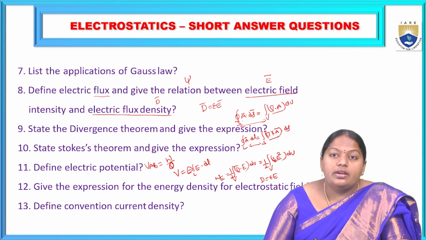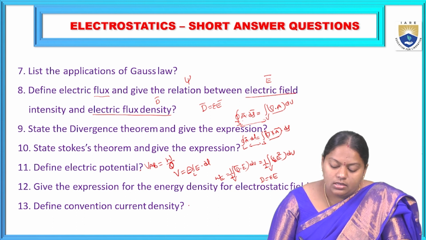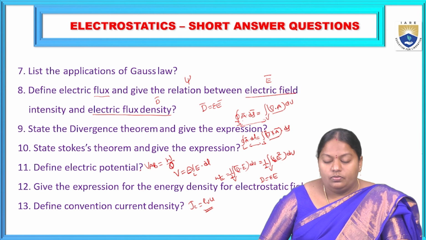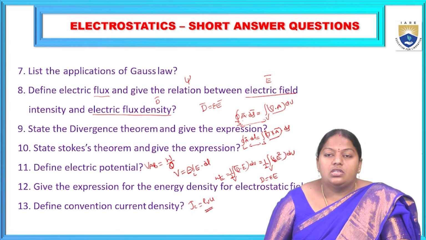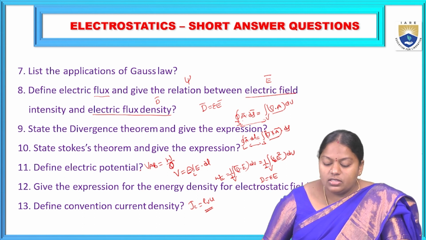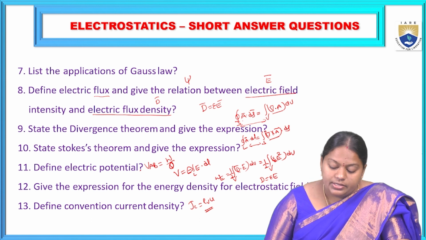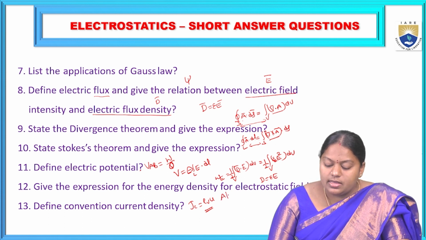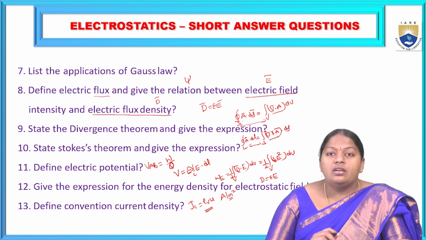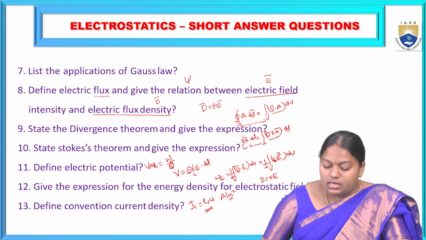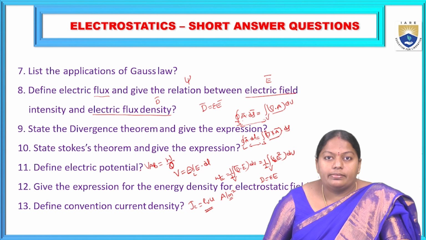Here, convection current density doesn't require any medium to conduct, and it is given by Jc equal to rho v into u, where rho v is the number of electrons in a given volume and u is the velocity of an electron. Generally this Jc is measured as ampere per meter square, current per unit area, hence it is ampere per meter square.